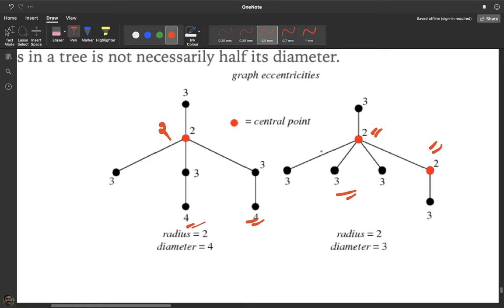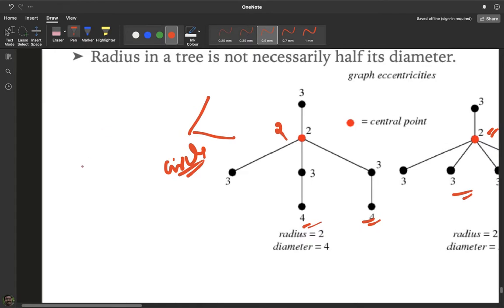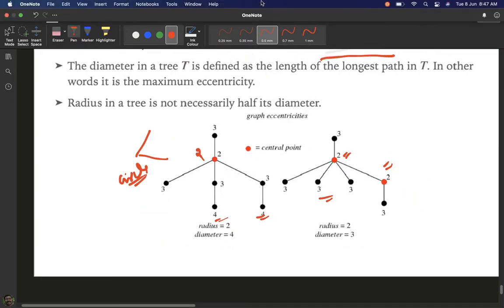Okay, so we can see the diameter is not necessarily twice the radius, so the radius is not necessarily half the diameter as in a circle. It's a different concept there. Okay, so radius is the minimum eccentricity and diameter is the maximum eccentricity. So that's it. These are some distance notions in the case of graphs. Okay, thank you.